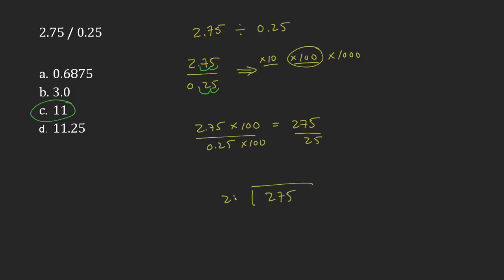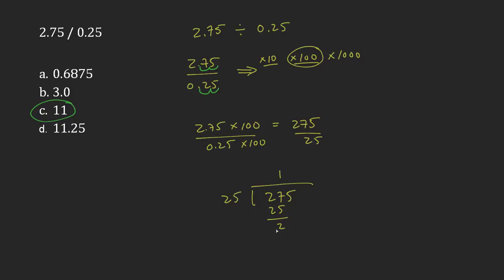So now this is a much easier question that I can solve manually. So I look at how many times does 25 go into 2? It doesn't go into 2. So let's try going a little further. How many times does 25 go into 27? It goes in one time. 1 times 25 is 25. 27 minus 25 gives me 2.